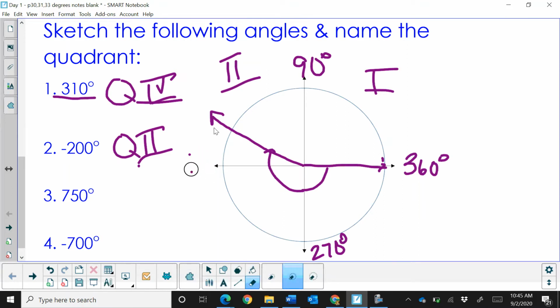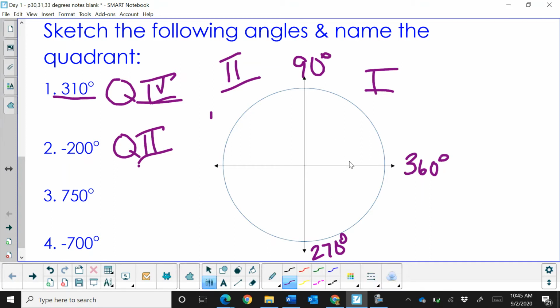Now let's try one that's greater than the unit circle, greater than 360. So what's that going to look like? Well, let's see. We're going to have to do a little math here and do some adding. So this is a positive angle. So my initial side always starts on this positive x-axis. I'm going to go 90, 180, 270, 360, but then I have to add another 90 again.